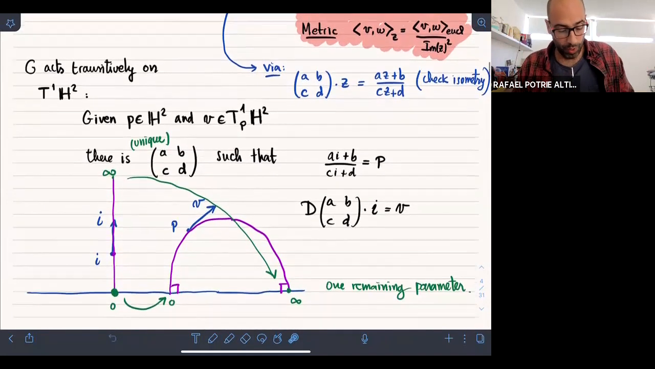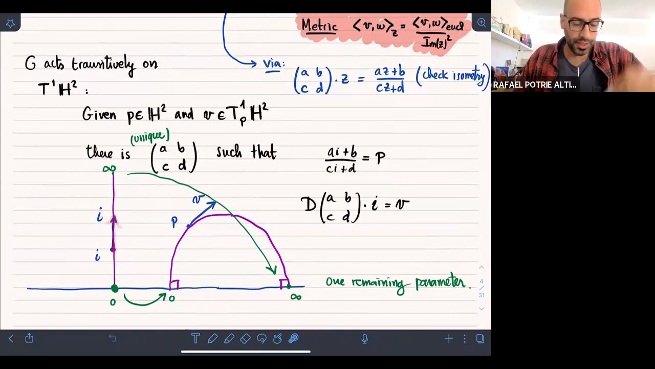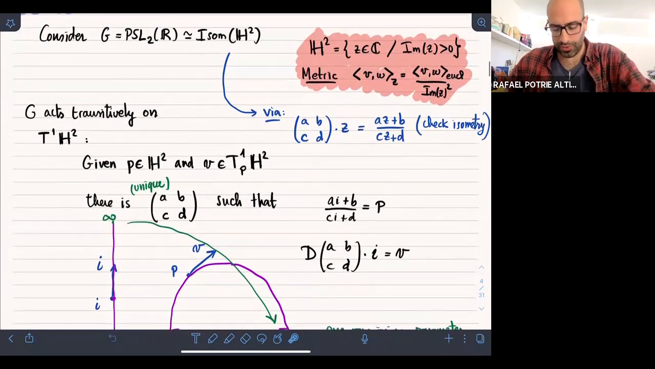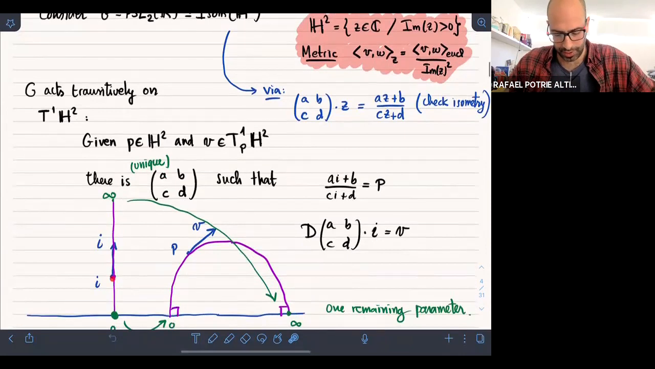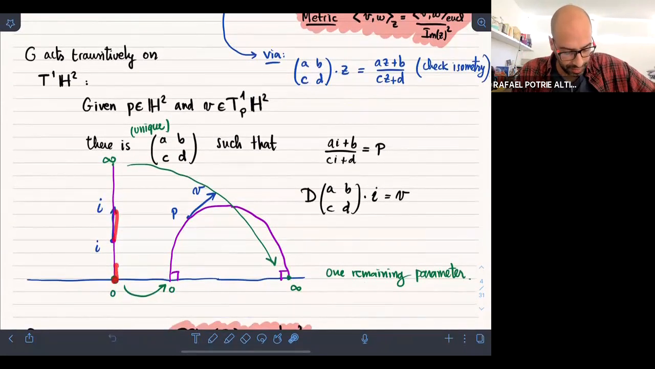So the way to do this is, let's fix a point and a vector in T1 of H2. So it's a point in H2, and then I need to choose a vector which has norm 1 with respect to this metric. Since the imaginary part here is 1, I just need to take a vector of size 1. So I'm taking the vertical vector, and this defines a line which goes through 0, i, and infinity. This is well defined.